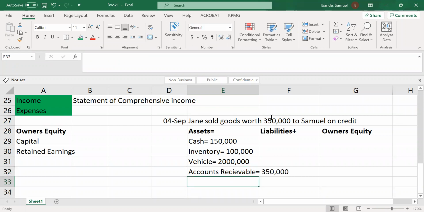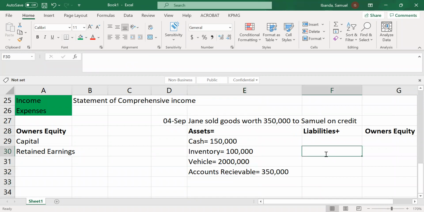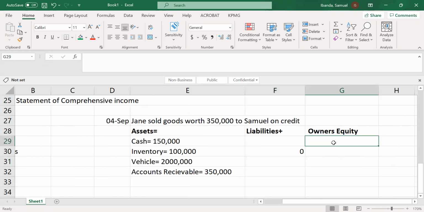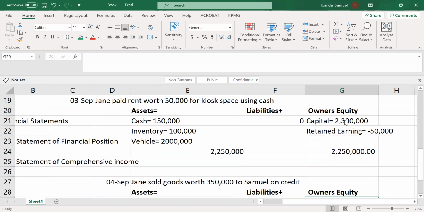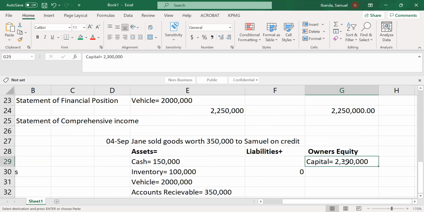Is 350,000. Is there a liability? No, we still have zero liability. Owner's equity. When it comes to owner's equity, you always ask yourself, what was there the previous period? We had capital. So we had capital of 2.3. Is it changing? No, it's not changing because the owner is not contributing any amount to the business at this level.